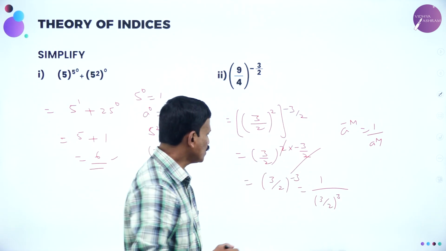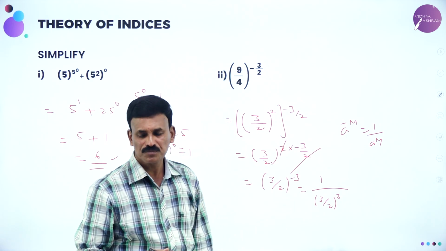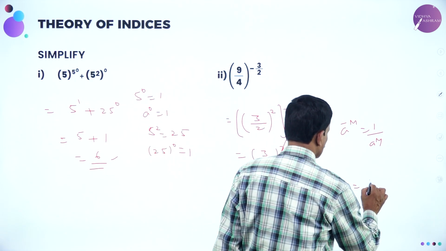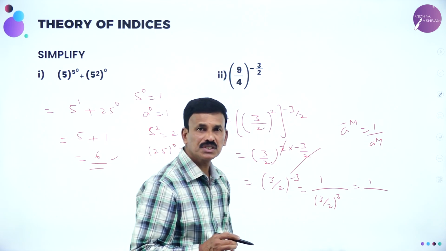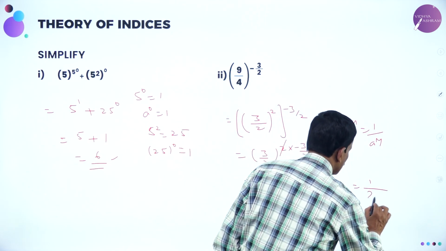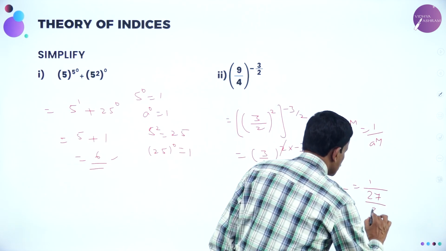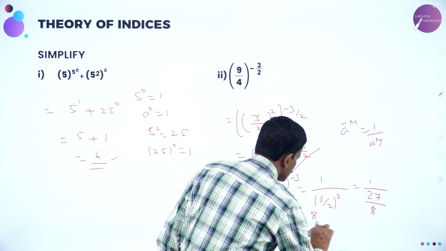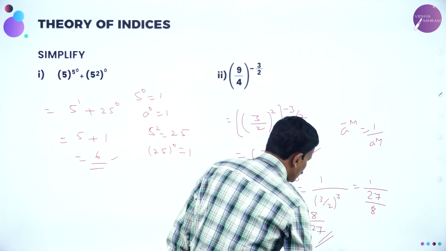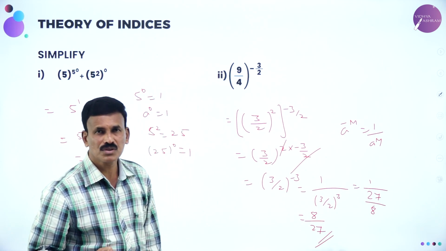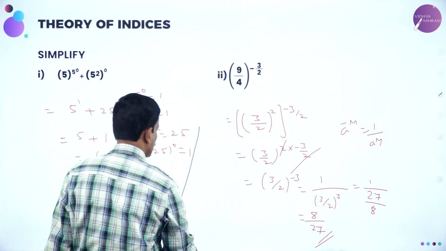Okay. So if you want, you can simplify this. This can be written as 1 over 3 cube over 2 cube. 3 3s are 9, 9 3s are 27, divided by 2 cube which is 8. Take this to the numerator. This can be written as 8 divided by 27. That's it. Okay. Or you can also simplify like this.